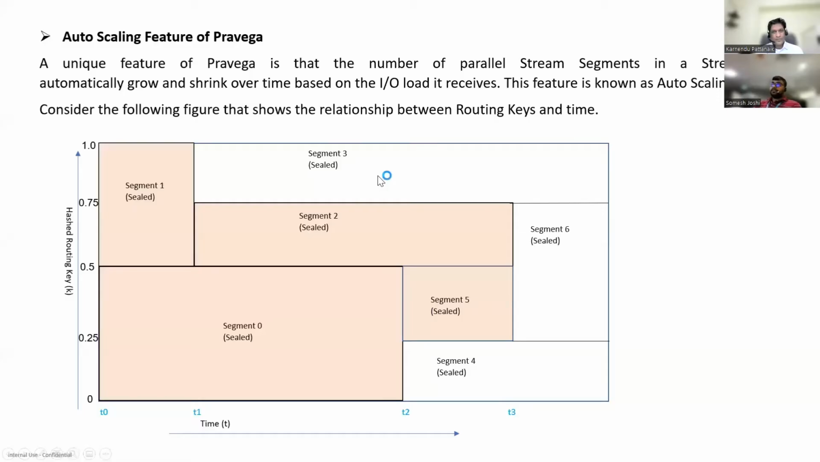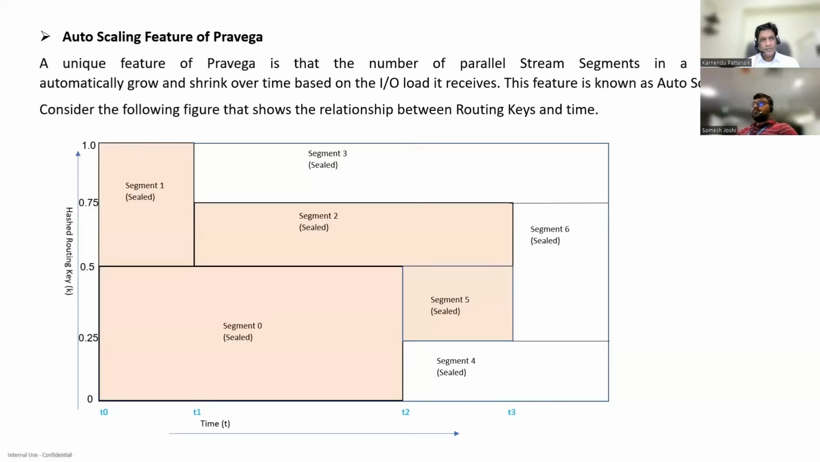So let me share my screen. Yeah. So what is this autoscaling feature of Pravega? The autoscaling feature gives the functionality of scaling up, or growing, and merging, or scaling down, of stream segments, or the partitions within a stream, as per the IO workload it receives in real time.